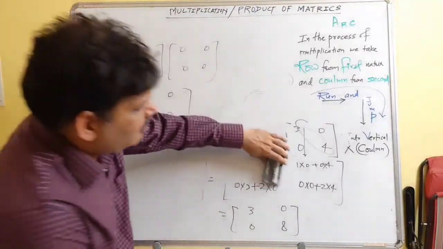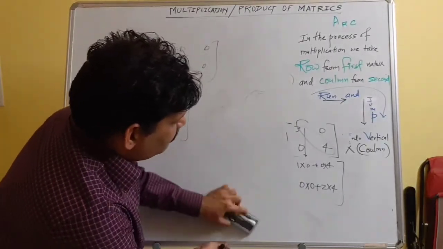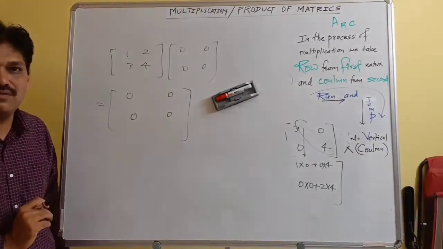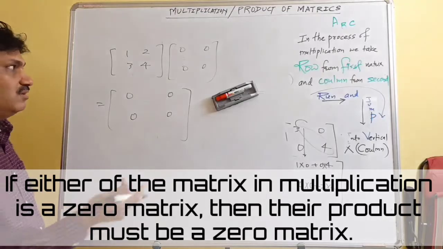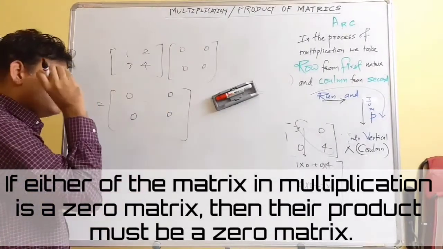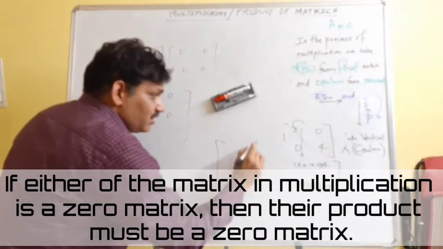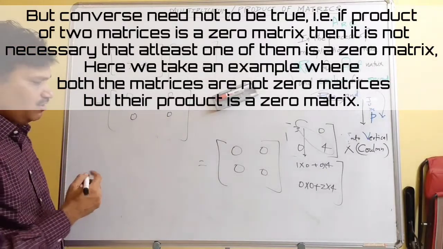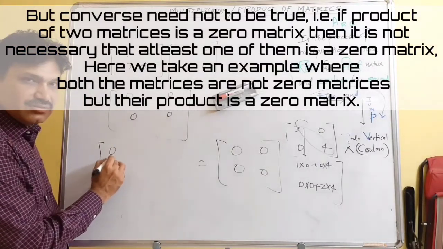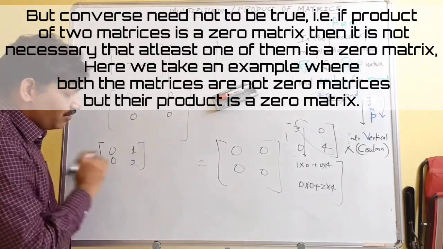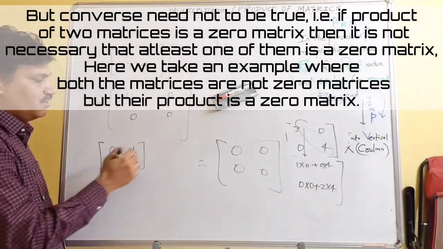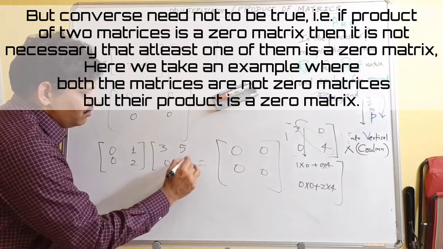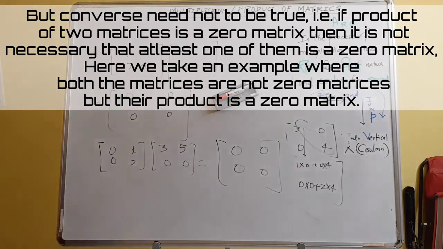But there can be cases where neither A is equal to 0 nor B is equal to 0, but the product AB is 0. See, if one of the matrices is 0, then the product is 100% 0. But if the product is a 0 matrix, that doesn't mean that one of them must be a 0 matrix. We can have like this: 0, 0, 1, 2. I have taken one column 0, another column. In this second one, what I did, 3, 5, 0, 0. Find the product, what you get. Let's check.